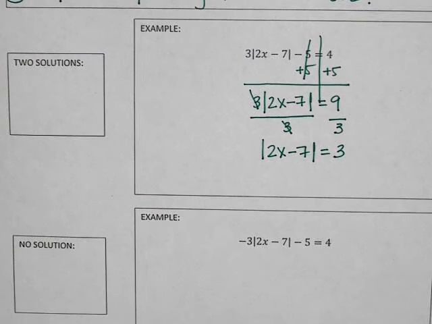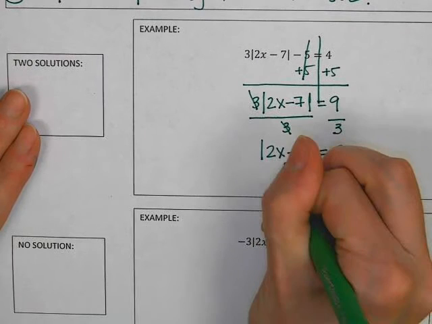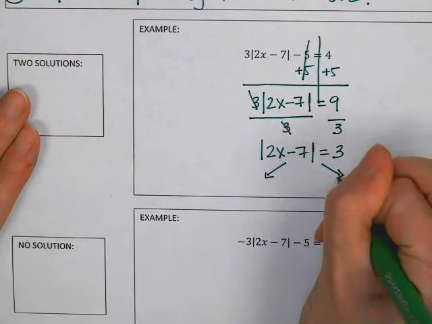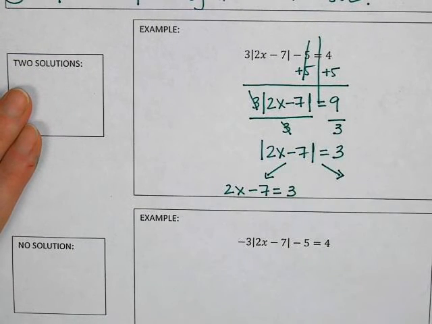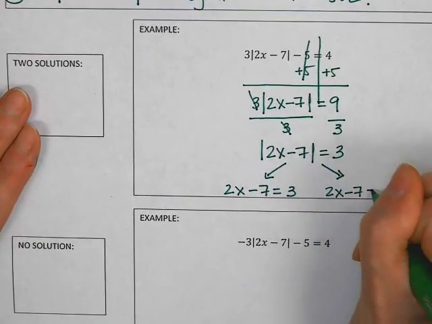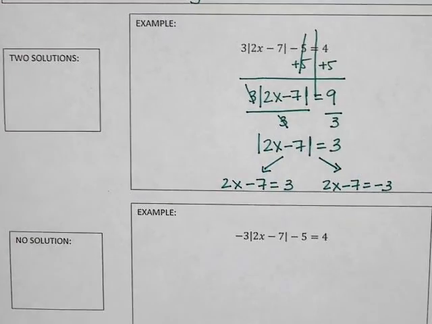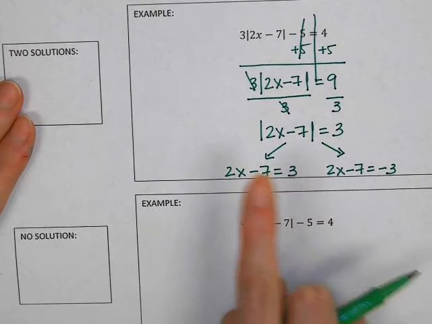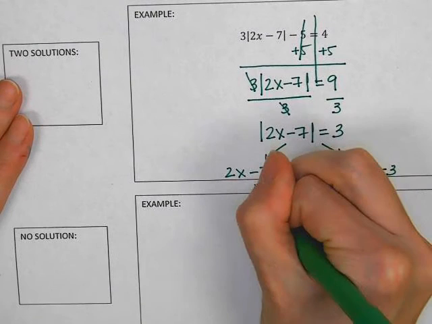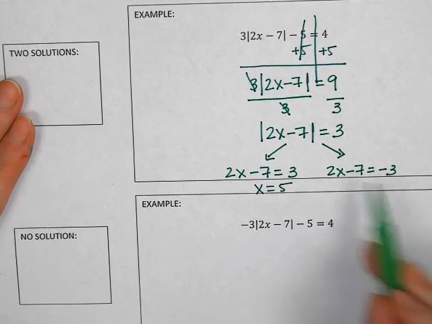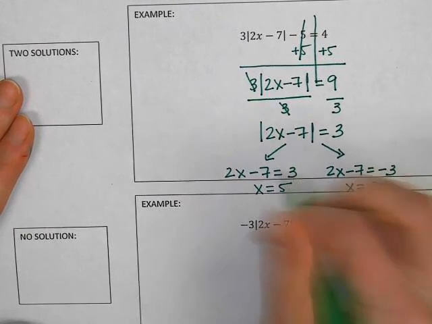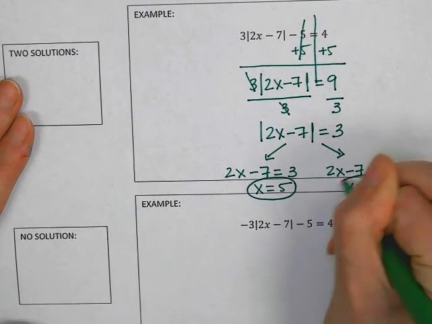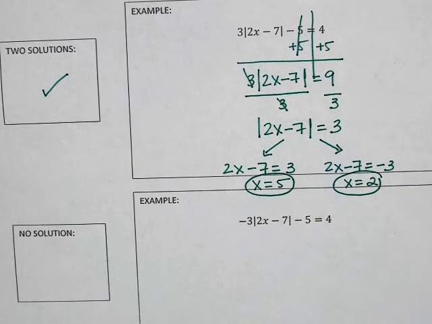Okay. And then we set up our two equations. The first one's going to be 2x minus 7 equals positive 3. And the second one's going to be 2x minus 7 equals negative 3. And you guys know what to do. Go ahead and solve. So add 7, divide by 2, we get x equals 5. Add 7, divide by 2, we get x equals 2. And these are your two solutions. Okay, so that's this one.